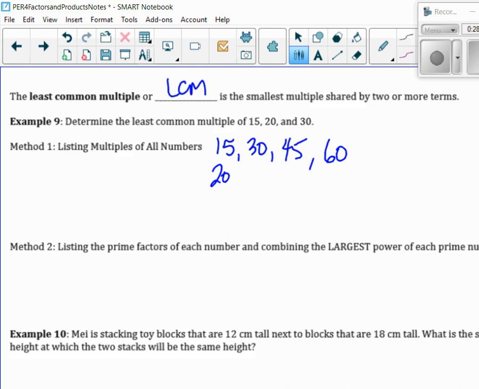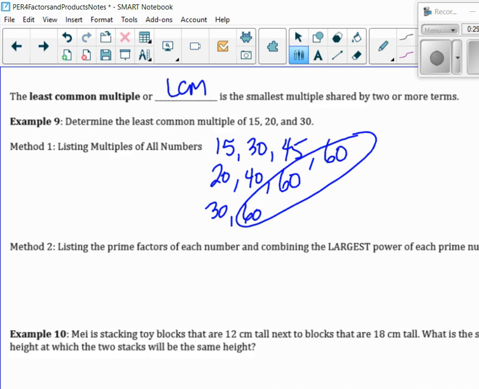20, then 40, then 60. It looks like that might be it, but I got to do 30 now. 30, 60. Do you see? There's my 60. That's my LCM. They all go into 60. Make sense? That's the grade 7 way.